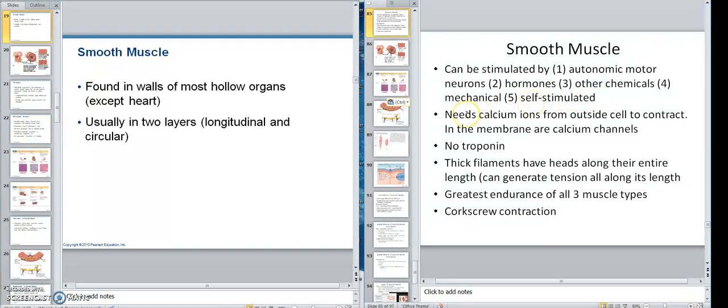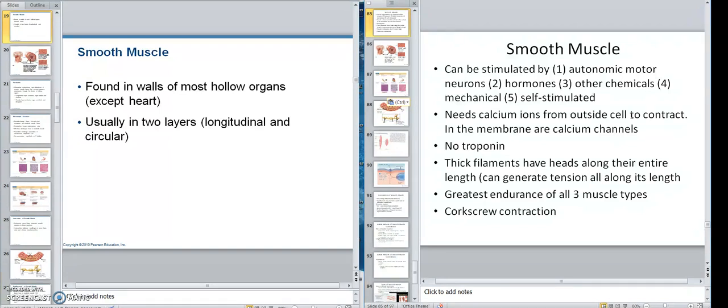Now, here's another key point I want you to hear. Needs calcium ions from the outside of the cell to contract. Now, let me tell you the importance of that. The importance of that is, and you listen to me well, skeletal muscle, all the calcium for contraction is inside the cell. When it comes to smooth muscle, and I'll throw in cardiac, some of the calcium must come from the outside.